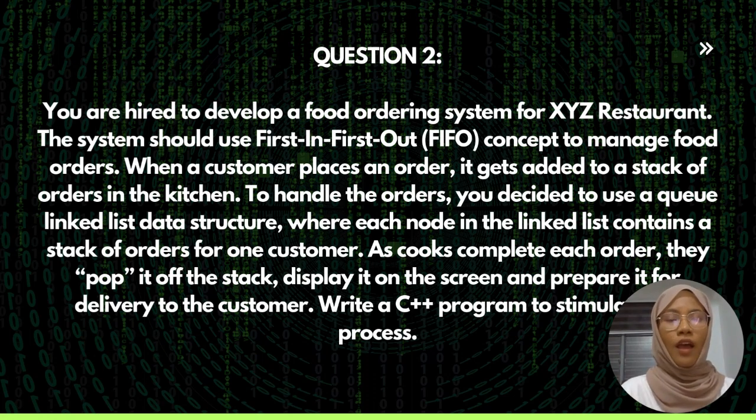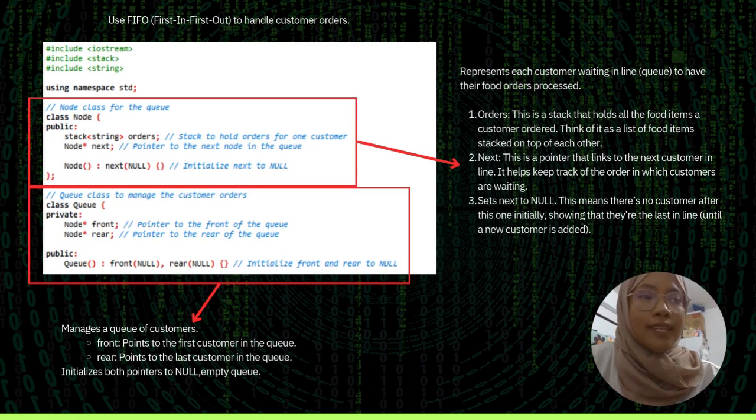So next slide, I am going to explain the C++ program to simulate the process. This is the coding using the FIFO concept to handle customer orders. Box number 1 represents each customer waiting in the queue to have their food order processed. For stack string order, this is a stack that holds all the food items the customer ordered. Think of a list of food items stacked on top of each other.